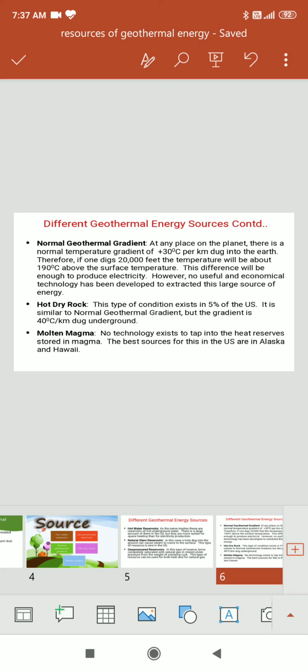Next, hot dry rock. This type of condition exists in 5% of the US. It is similar to the normal geothermal gradient. Here, thermal gradient is nothing but a difference between the temperature and the distance. The temperature and distance differences together are what we call a thermal gradient.